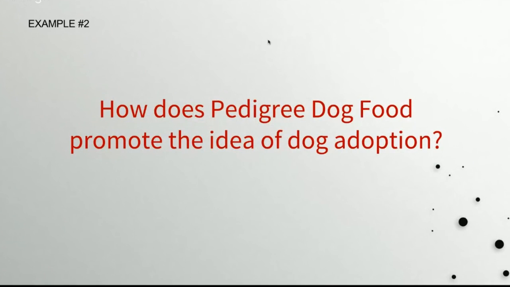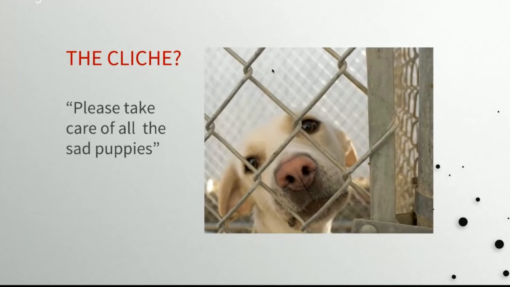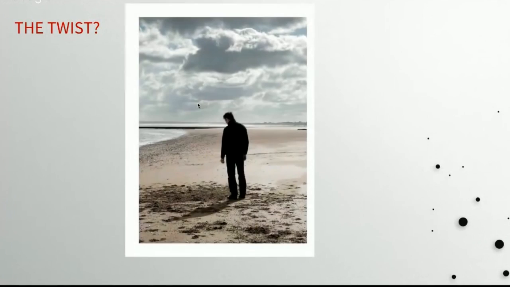Example 2 is, how does Pedigree dog food promote the idea of dog adoption? And the cliché is to take the view of, please help us take care of all the sad puppies. But their twist is to start with this image on one side of the page, which is a very sad and forlorn and stressed looking guy. The black clouds above are sort of bearing down on him, and it's a windswept beach, and you have to wonder what has gone wrong with this guy's life, what's the stress and hassle that he is dealing with.